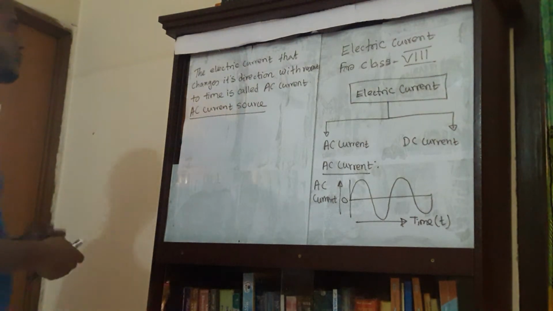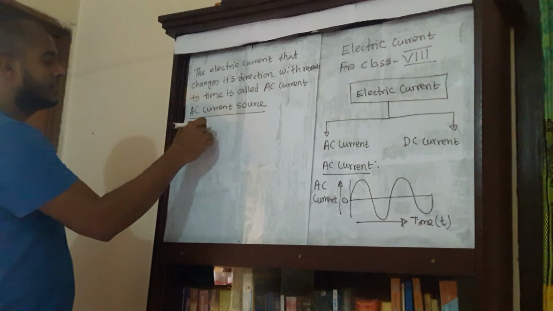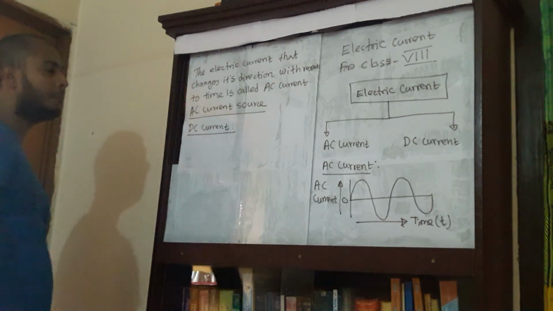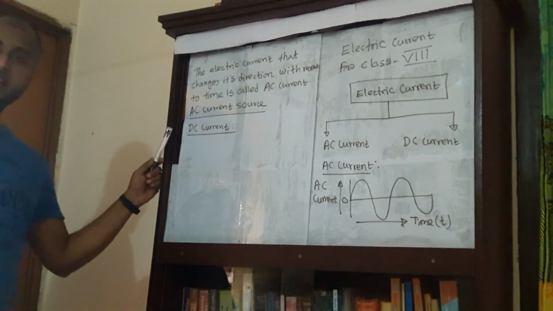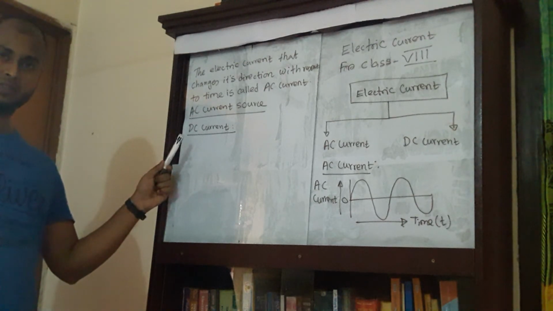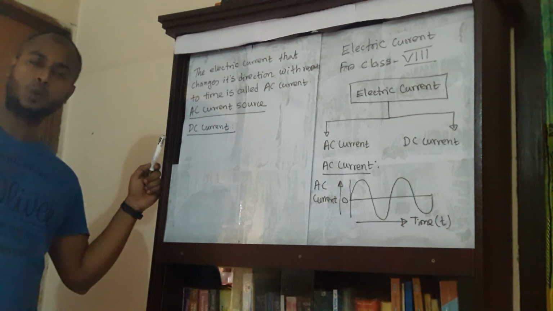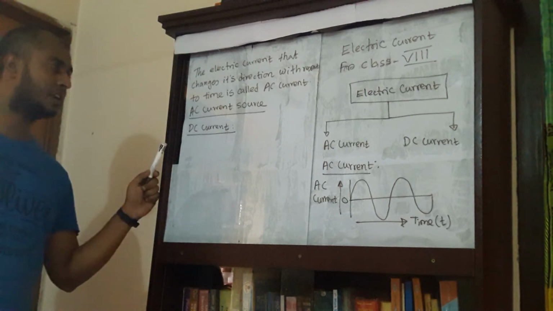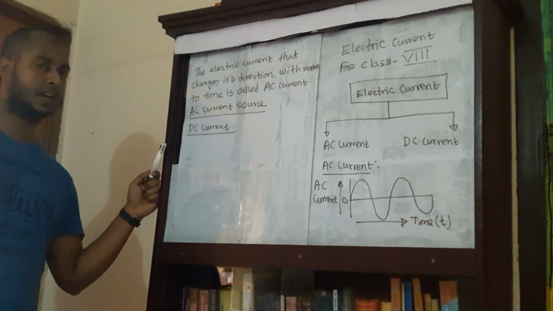Now I'm going to discuss DC current. Here D means direct, C means current. So direct current means the electrical current which does not change its direction with respect to time is called DC current.